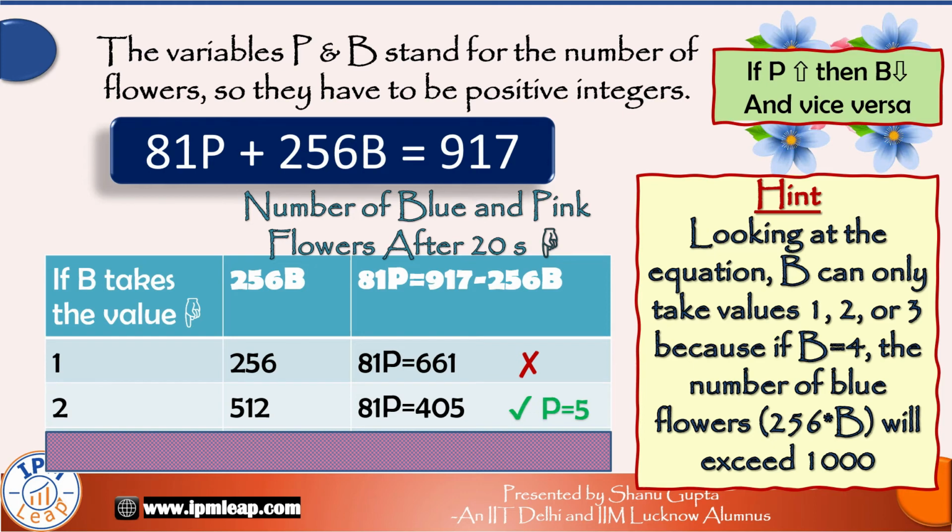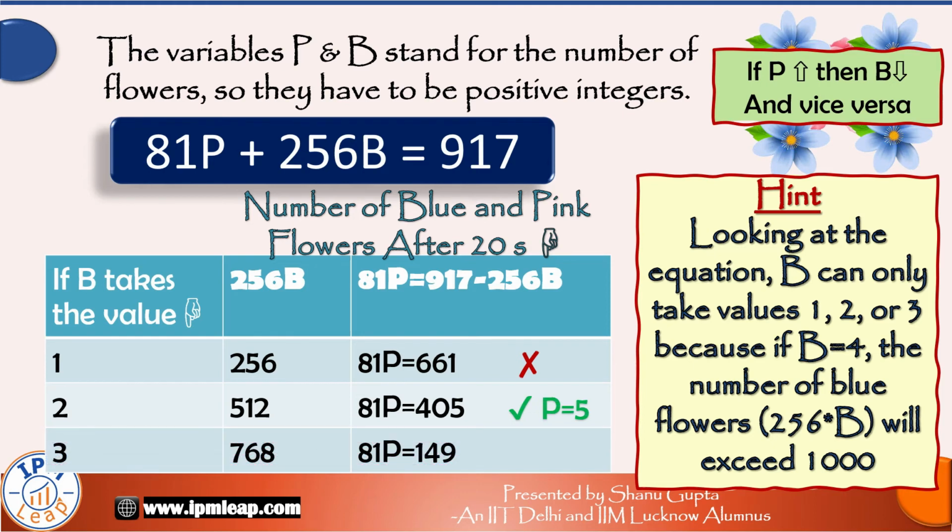And quickly let's try out option number 3 as well. If B is equal to 3, after 20 seconds, the number of blue flowers is 768 and the number of pink flowers is 917 minus 768, which is equal to 149. But 149 is not a multiple of 81, so this option is also ruled out.